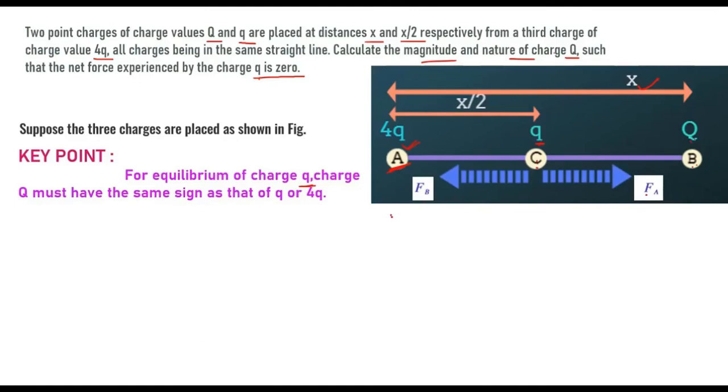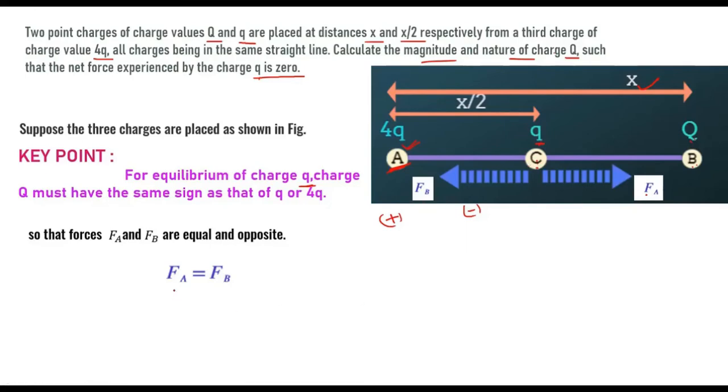Here again we are not mentioning whether the sign should be positive or negative. Here we are just mentioning that the sign of capital Q, which is at B, must be similar to the sign of 4Q, which is placed at A. So this will be your key point. It is not opposite, otherwise the charge at C will not be in equilibrium.